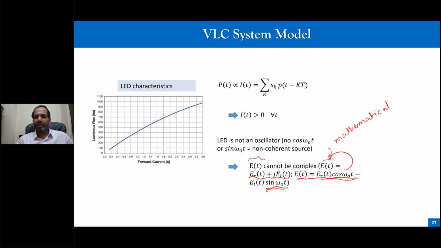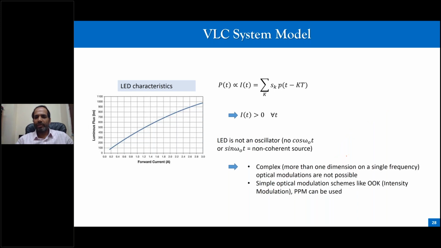Okay, so because this is not a coherent source, we do not know its phase at any time instance, so we cannot say this as a cos omega naught t or sin omega naught t kind of source. So my electric field cannot be complex. Okay, I hope you understand this. Think more about this. What does it mean? It means that complex modulations are not possible over LEDs. Okay, complex modulations are not possible.